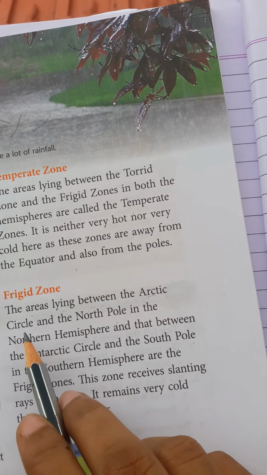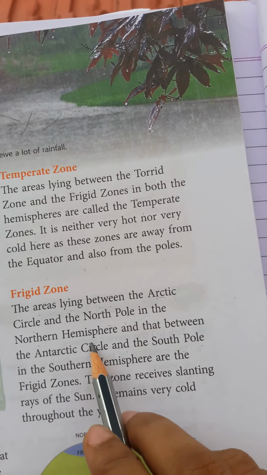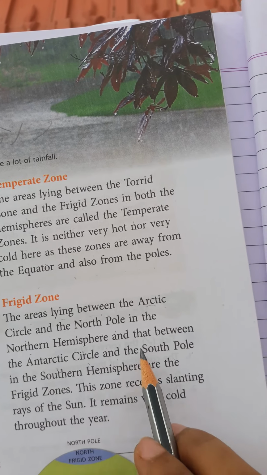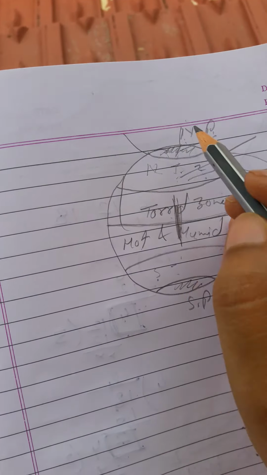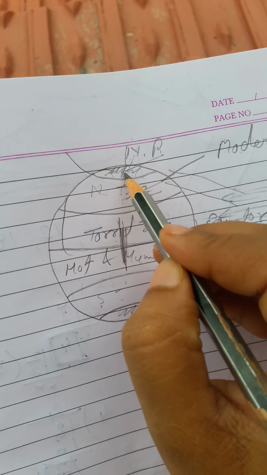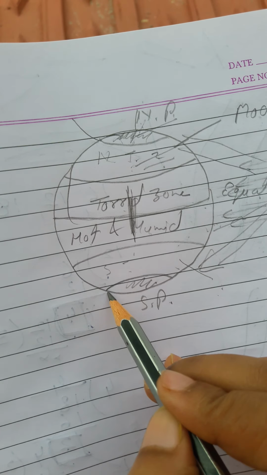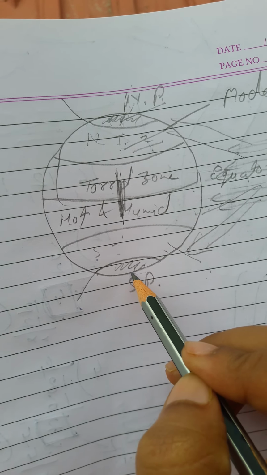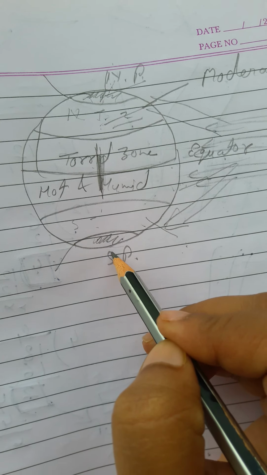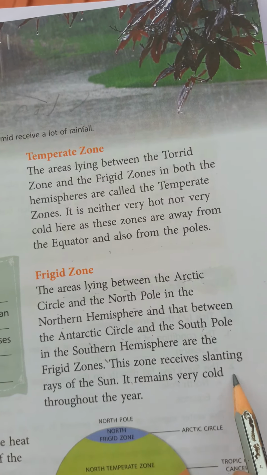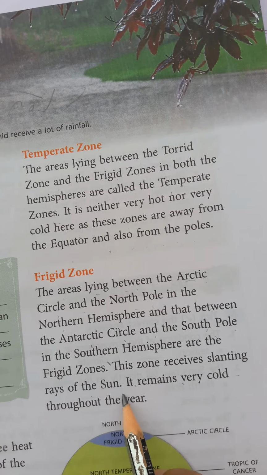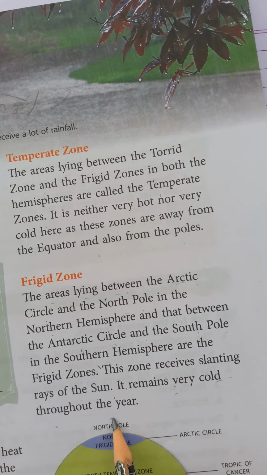The area lying between Arctic Circle and North Pole in the northern hemisphere and Antarctic Circle and South Pole in the southern hemisphere. Northern hemisphere में Arctic Circle और North Pole के बीच में, और southern hemisphere में Antarctic Circle और South Pole के बीच में है. This area lies between here. This zone receives slanting rays of sun. It remains very cold throughout the year.